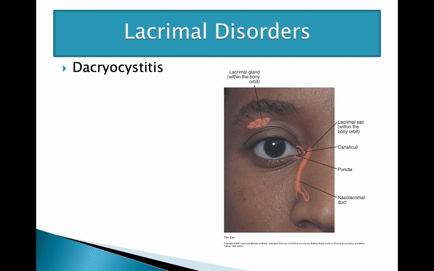Let's talk first about lacrimal disorders. And we're going to talk about dacryocystitis. Just a little review of the lacrimal system. Tears are produced in the lacrimal gland, which sits just below the bony orbit of the eye. The tears wash over the eye, hydrating the eye, and then they drain into the puncta. From the puncta, they drain into the canaliculi, and then the lacrimal sac, and then into the nasolacrimal duct.